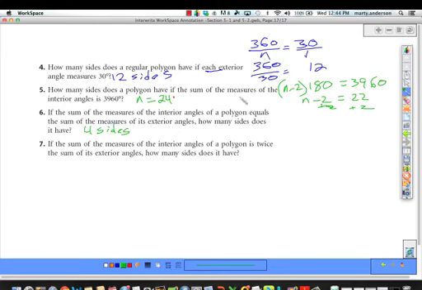What if you didn't know how to do that? Well, you could say 360 over n equals n minus 2 times 180. Could you solve this for n? Absolutely. It's a little bit easier to figure out what we're talking about there, but that is definitely solvable. Moving on to number 7. If the sum of the measures of the interior angles of a polygon is twice the sum of its exterior angles.